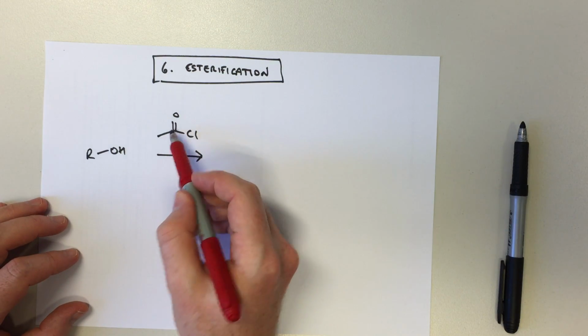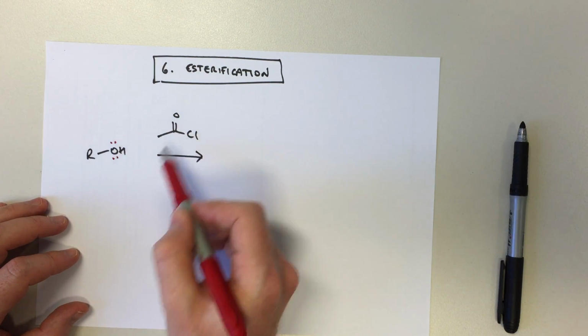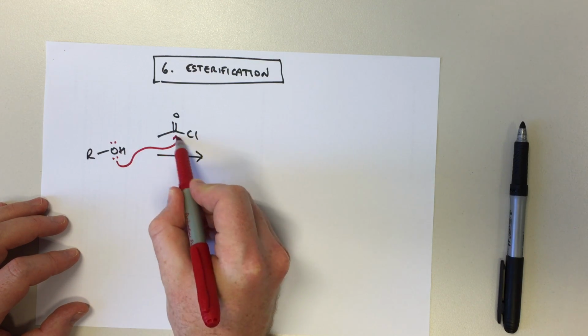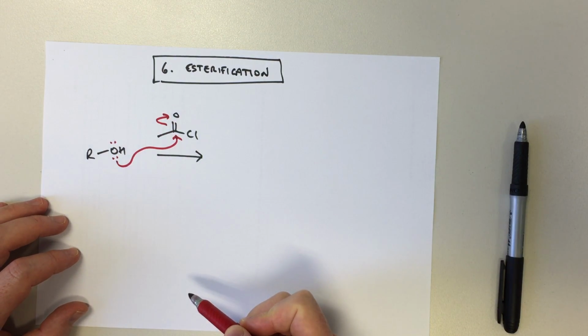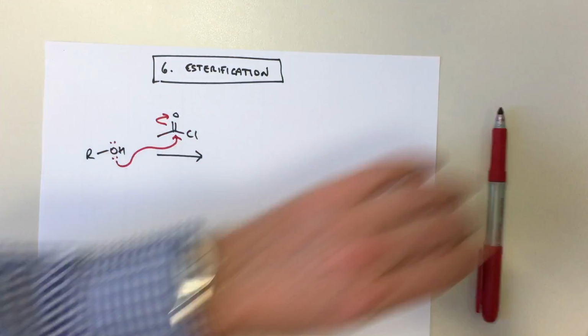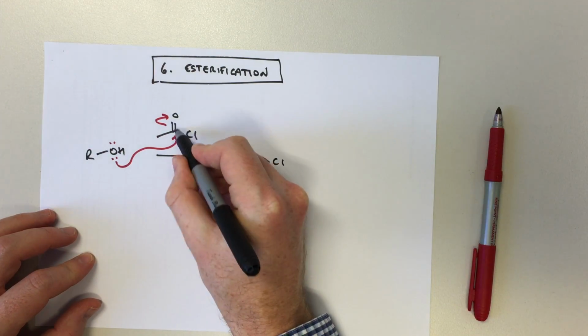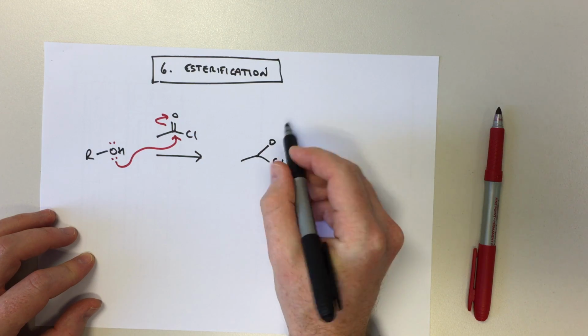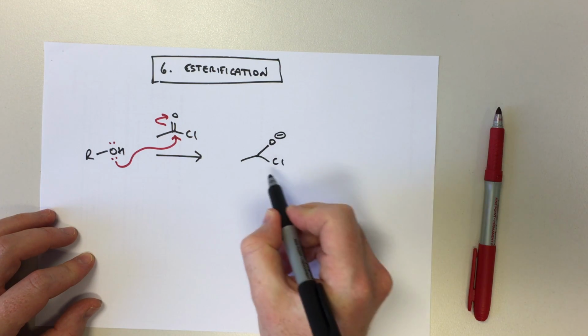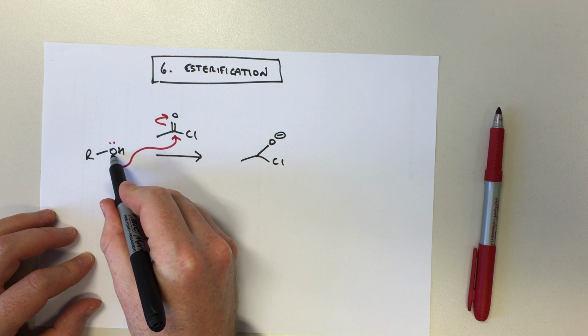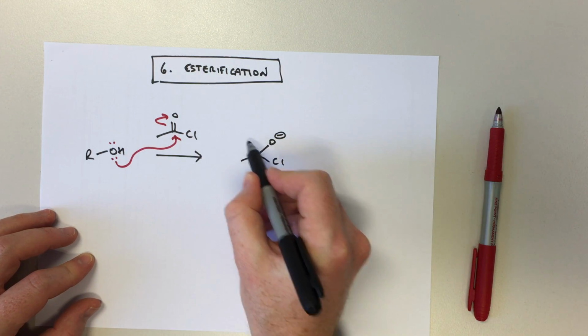There's a carbonyl group. Here's a nucleophile. So the nucleophile is going to attack the carbonyl group and push electrons up there. And that's going to take us to a tetrahedral intermediate. So what was a carbon-oxygen double bond is now a carbon-oxygen single bond. And we now have an extra bond between this oxygen and that carbon.